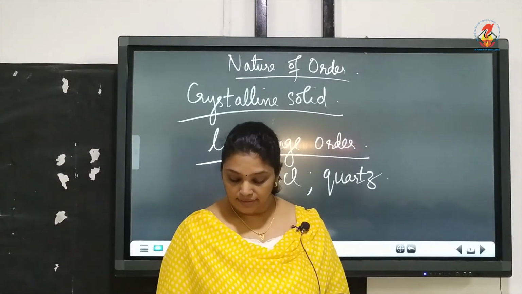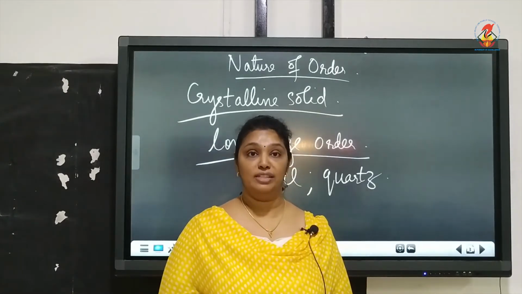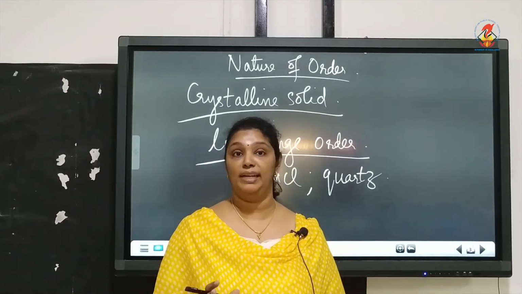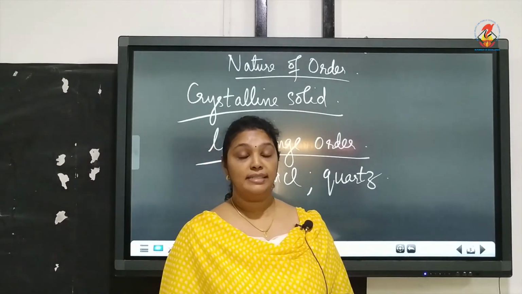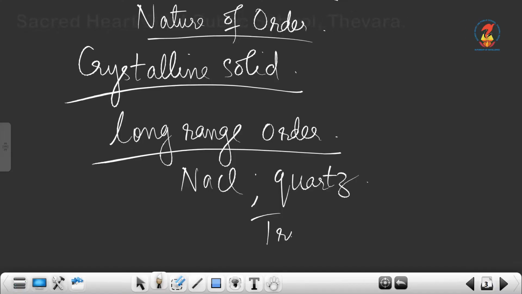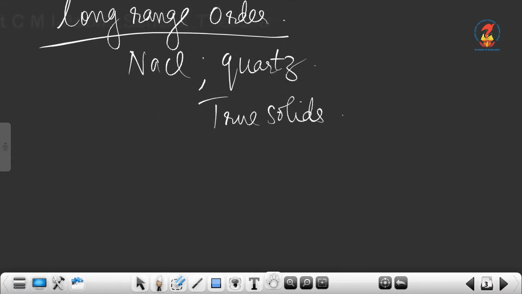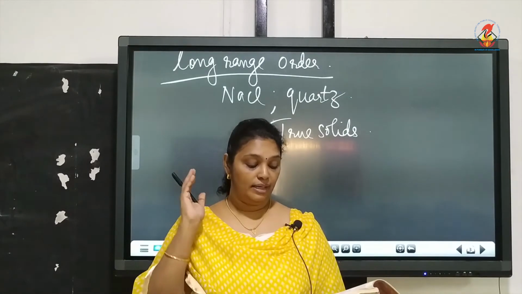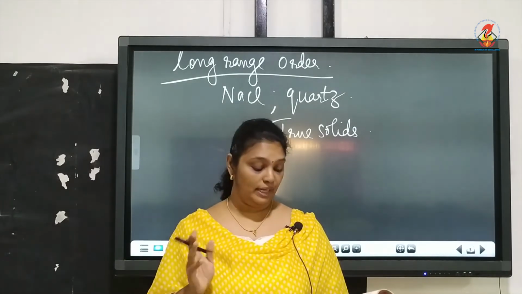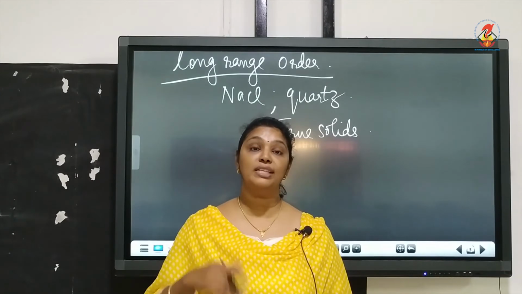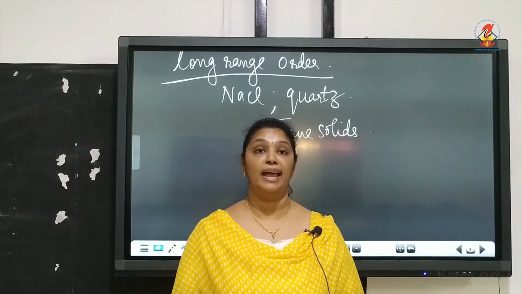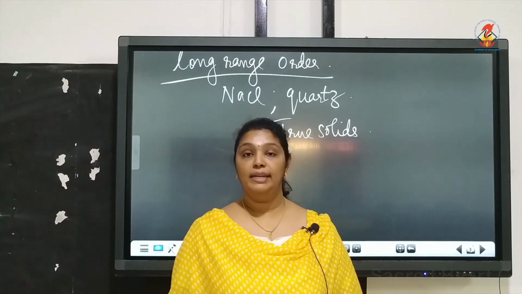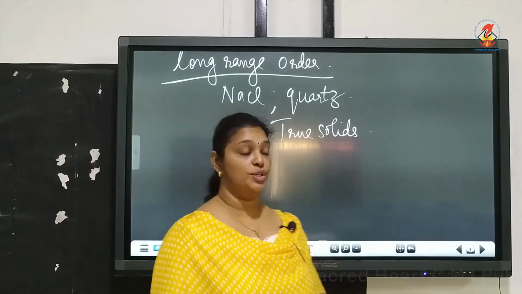Now, coming to the melting point of crystalline solid, they have a very sharp melting point and they are called true solids. As they have a very sharp melting point, they are called true solids. Next, let us see the cleavage property of crystalline solid. Now, when cut with a sharp edge tool, they break into two pieces and the newly generated surfaces are plain and smooth.